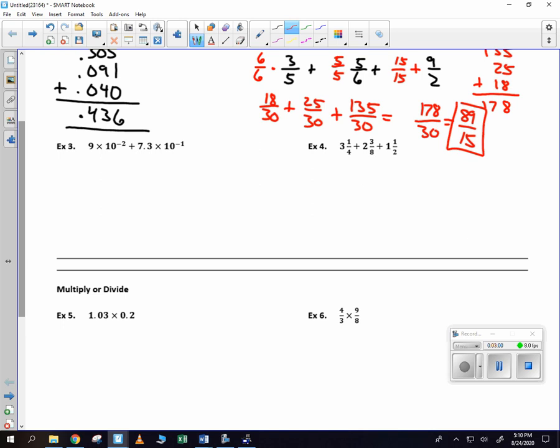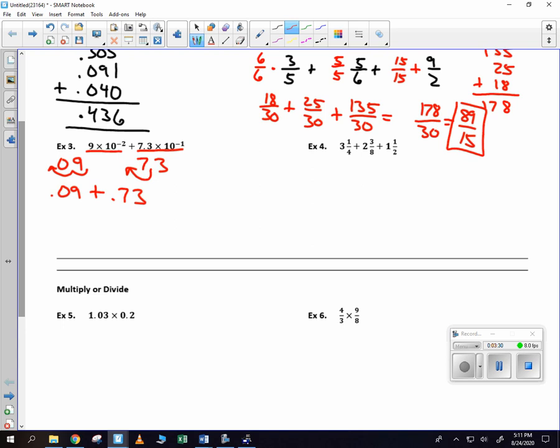This one looks really complicated. 9 times 10 to the negative 2 plus 7.3 times 10 to the negative 1. We're just going to write them as decimals. So 9 times 10 to the negative 2, what that means is you take that decimal point, you move it once, twice. So it's 0.09. Plus, then 7.3 times 10 to the negative 1, that's 7.3, and move the decimal point one place, so 0.73.